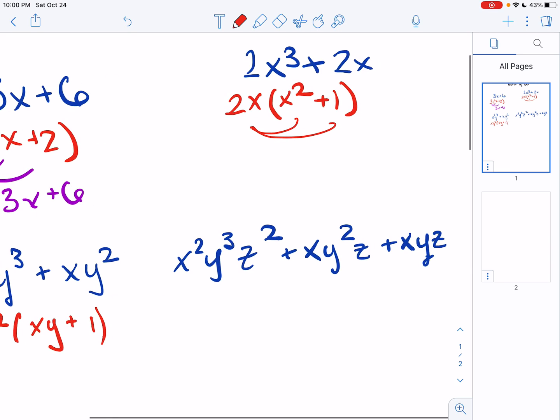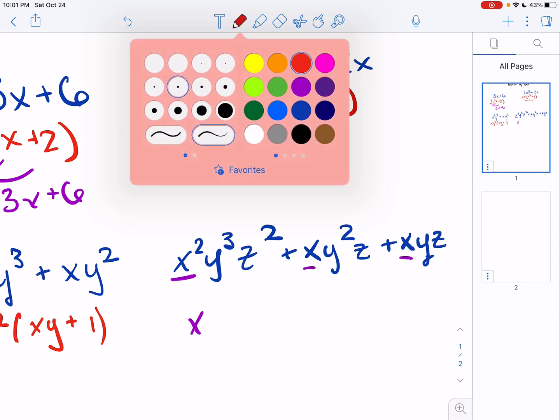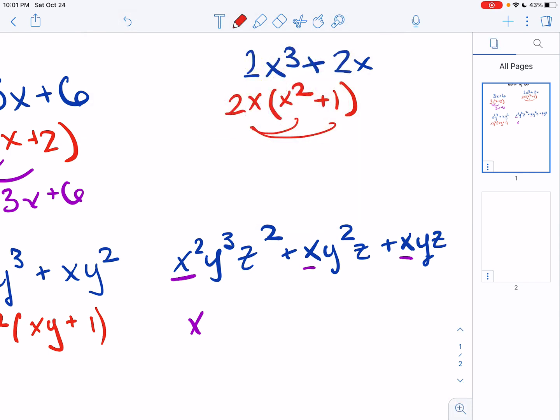The last one has 3 terms in it. So we have 3 different variables here. We have x, y, and z. So the first variable is x. We have x squared in the first term. We have x in the second term. We have x in the third term. So the greatest thing in terms of x that we can pull out is just x. Now we look at y. We have y to the third here. We have y squared here. We have y here. So the greatest thing we can pull out is y.